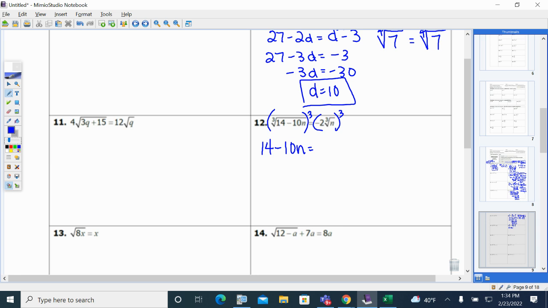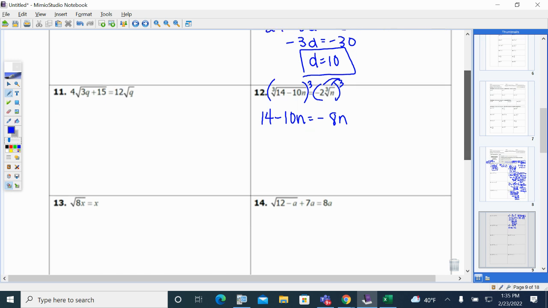But on the right side, it's like your exponent is going to distribute to the 2 numbers that are on the inside. You have to raise the negative 2 to the 3rd power, and then, of course, the exponent and the index are going to cancel each other out. So negative 2 times negative 2 times negative 2 is negative 8, and the cube root of n cubed is just going to be n. So we have a negative 8n on the right side.